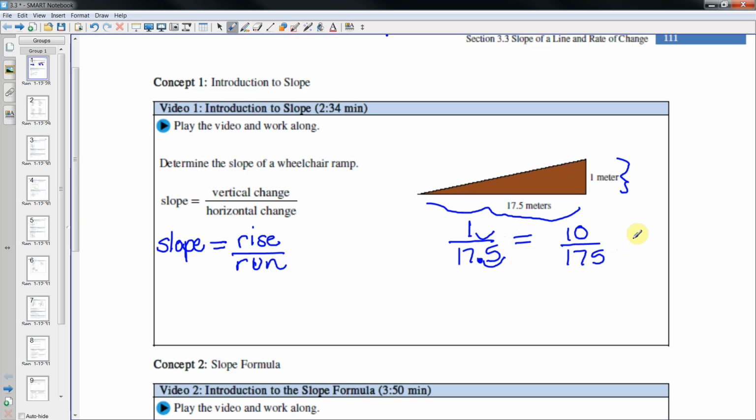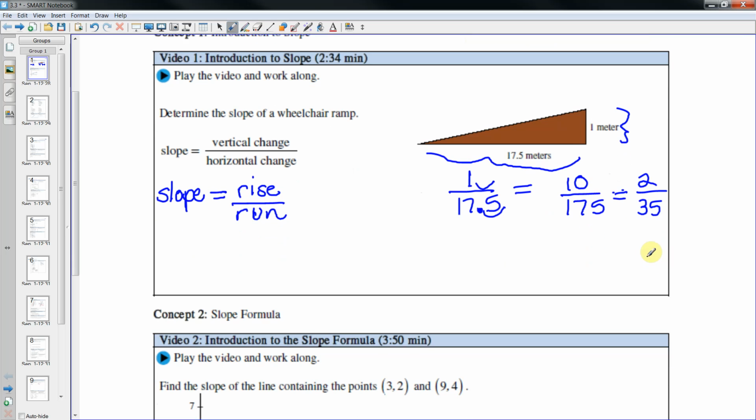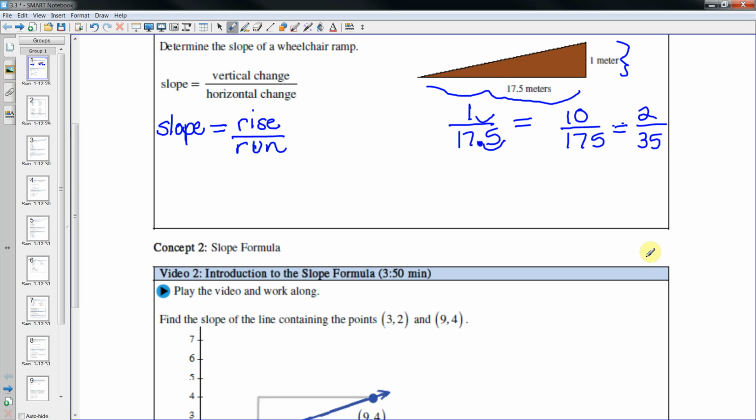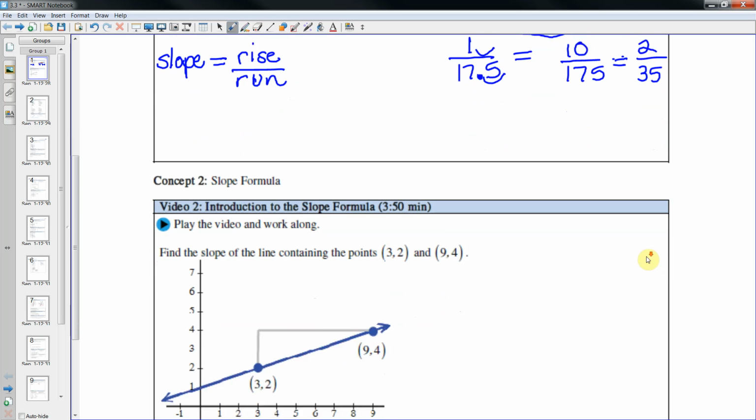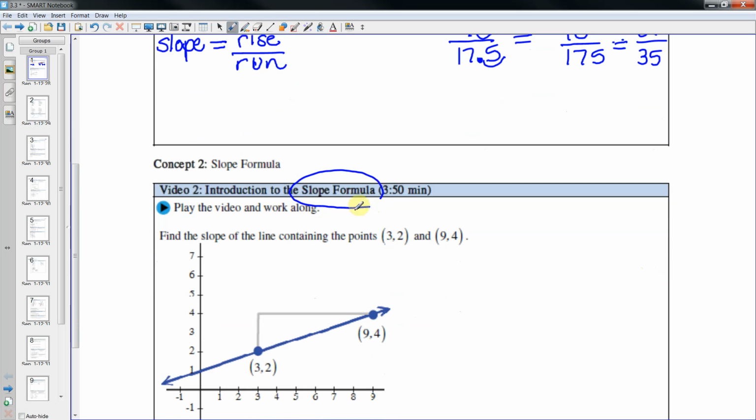They may want you to reduce it. You could reduce by 5s. 5 goes into 10 twice. 5 goes into 175, let's see, 35 times. So 2 over 35 would be what it would be reduced. But a lot of times it's just going to give you whole numbers, and so you're just going to do rise over run. Now there's also a way we can figure out slope, and that's to use a slope formula.